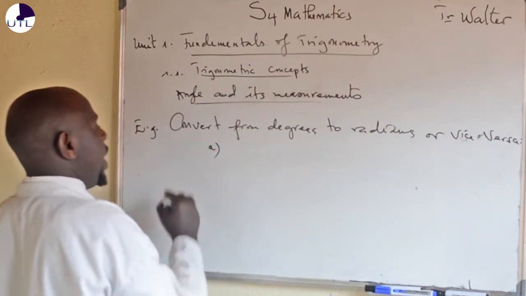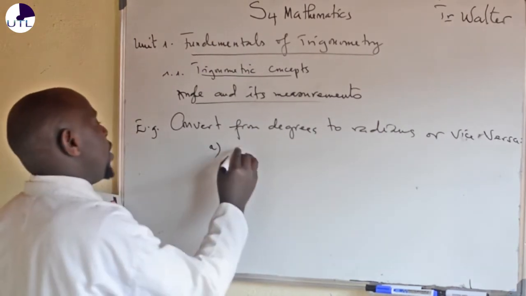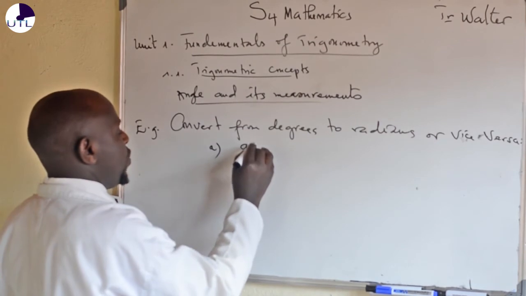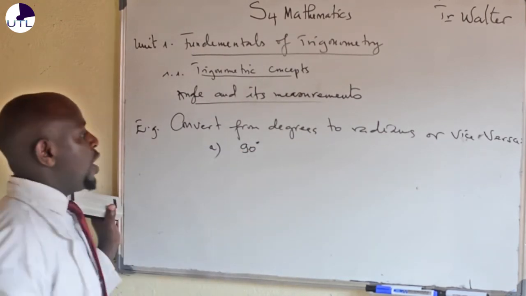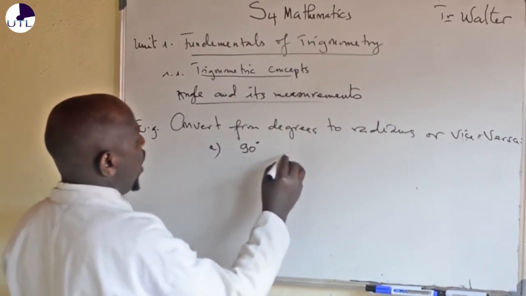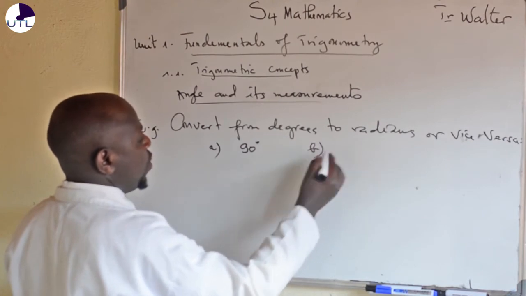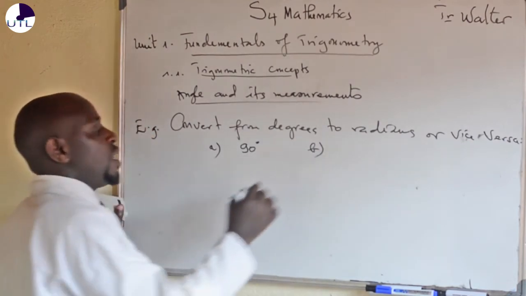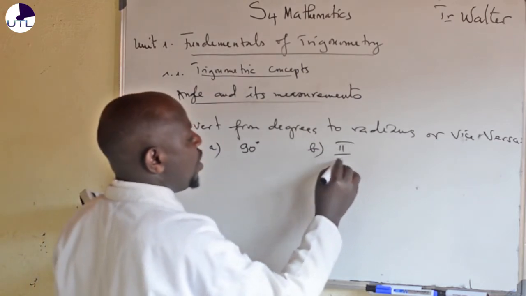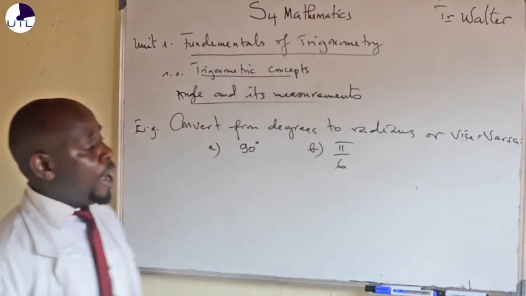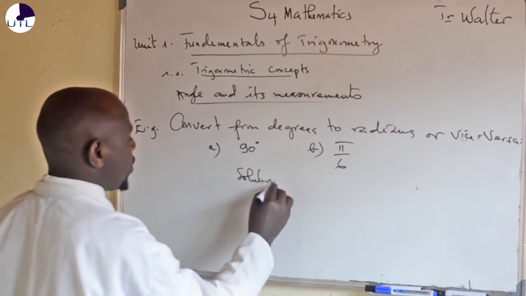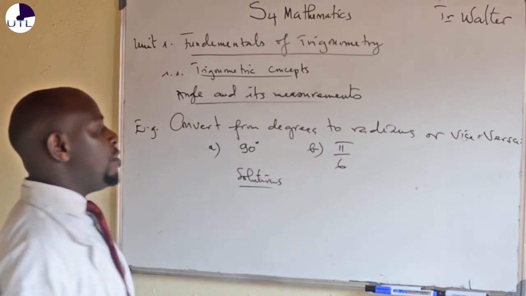I have number A. We shall convert 90 degrees into radians, and I have now B, where we shall convert from radians to degrees, and there we have pi over 6. So ladies and gentlemen, we are going to do these two things together, and we have understood.